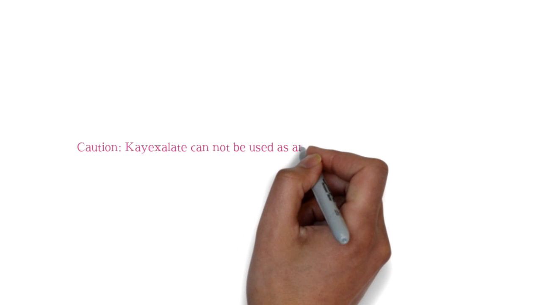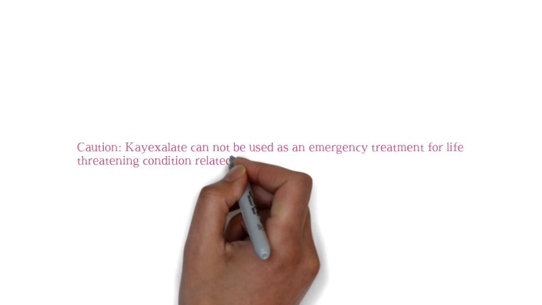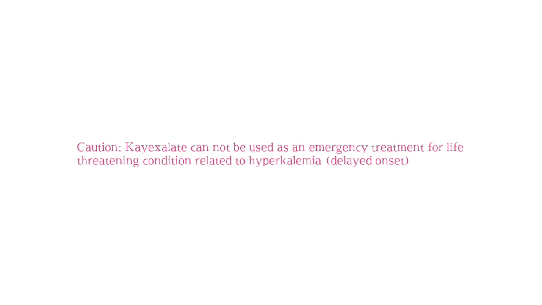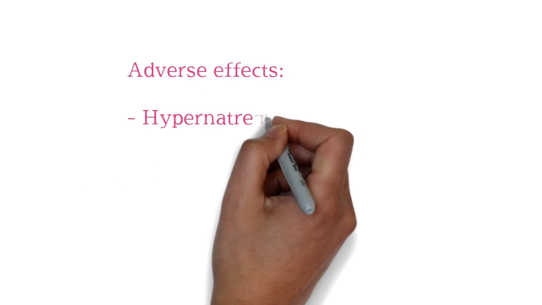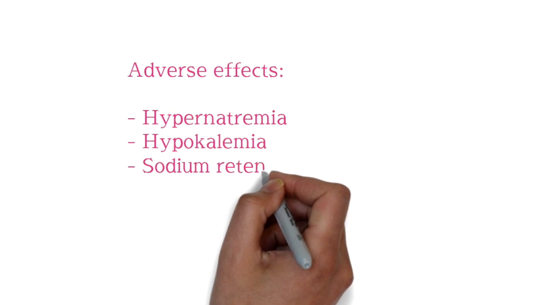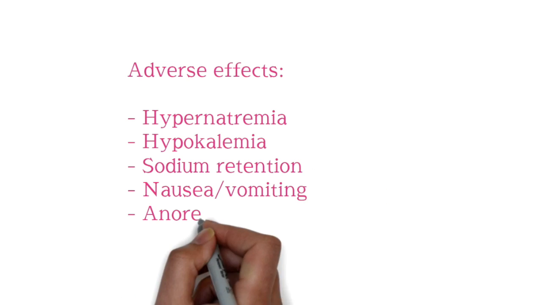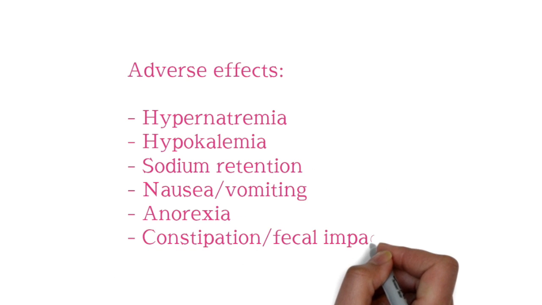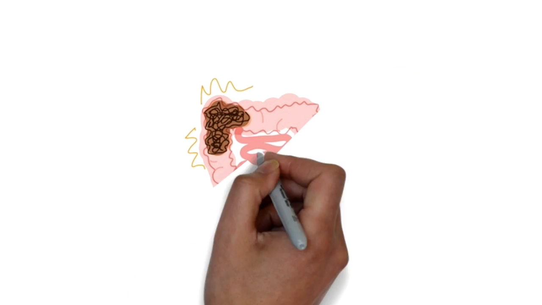Caution: Kayexalate cannot be used as an emergency treatment for life-threatening conditions due to hyperkalemia because of a delayed onset. Kayexalate is not systemically absorbed and is excreted completely in stool. Adverse effects of Kayexalate include hypernatremia, hypokalemia, sodium retention, nausea and vomiting, anorexia, constipation, or fecal impaction.